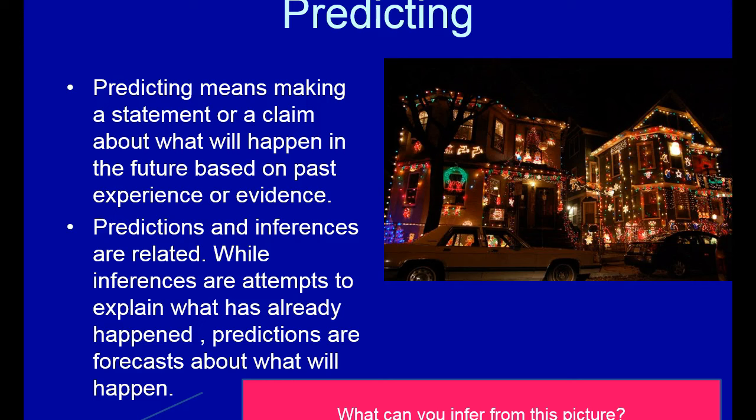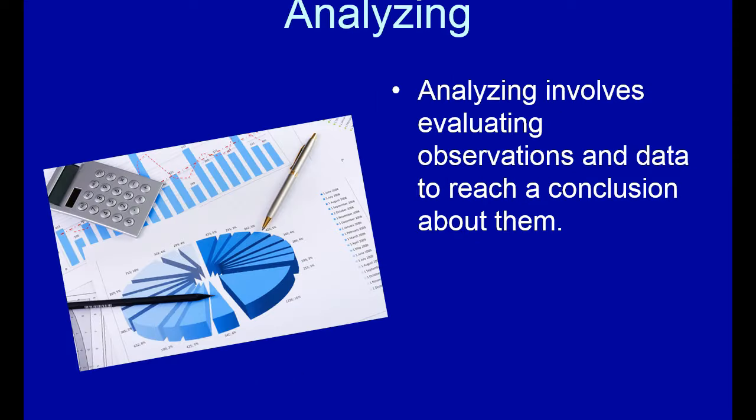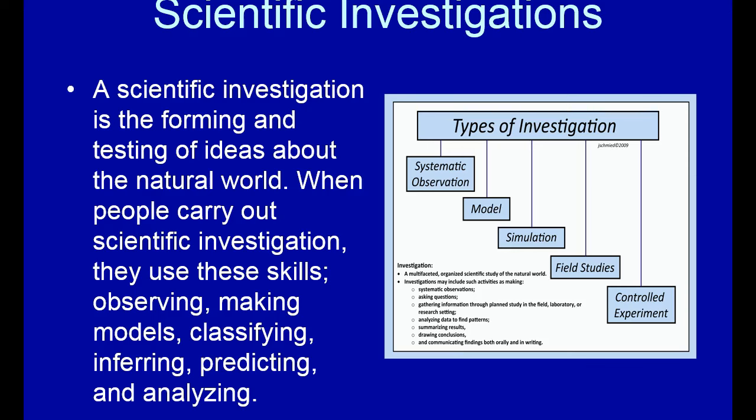All right, so predicting means making a statement or a claim about what will happen based on past experience or evidence. So prediction is for the future. Inferences are explaining what has happened or is happening. Okay. Analyze means we're just taking all that data, all those observations that we've gathered, and we are going to evaluate them, and we're going to reach conclusions for them. This is where maybe our inferences and our predictions can come into play.